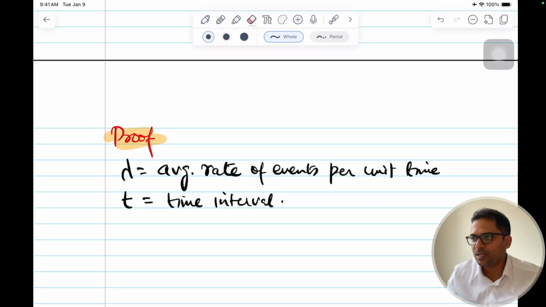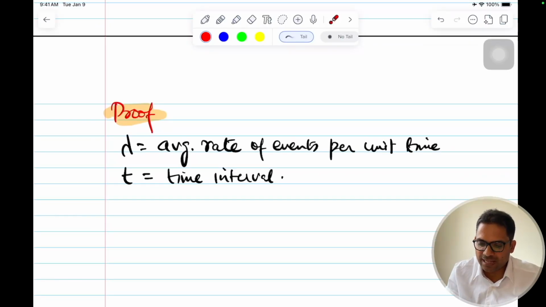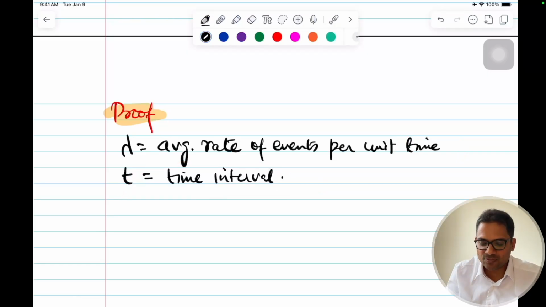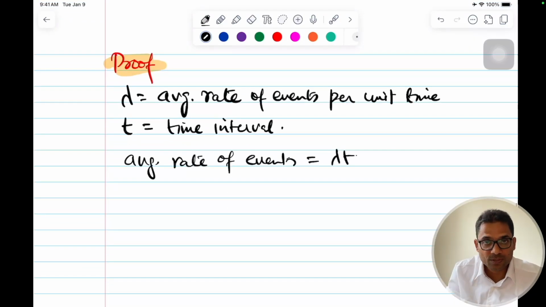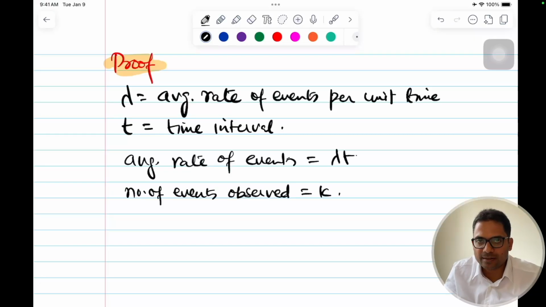Okay, length of time interval. So if this is the average rate lambda and this is my time interval, what is the average rate of events now? The average rate of events would be lambda t. Okay, and we want to observe the number of events observed is equal to k. So exactly k.